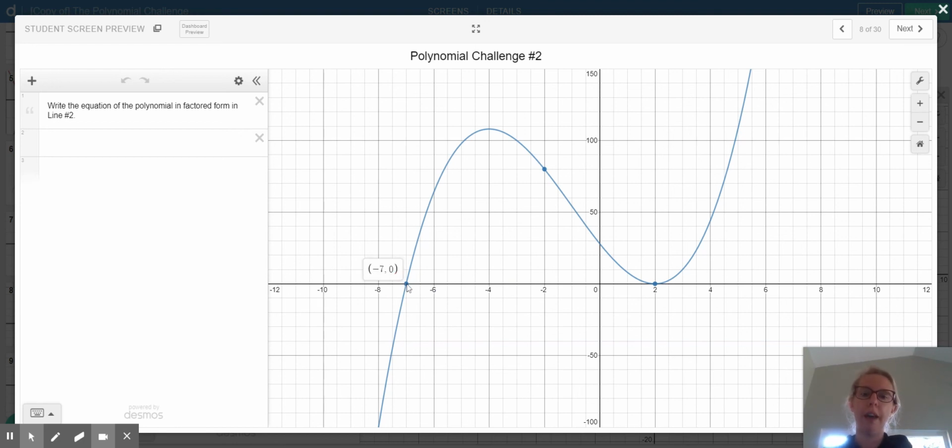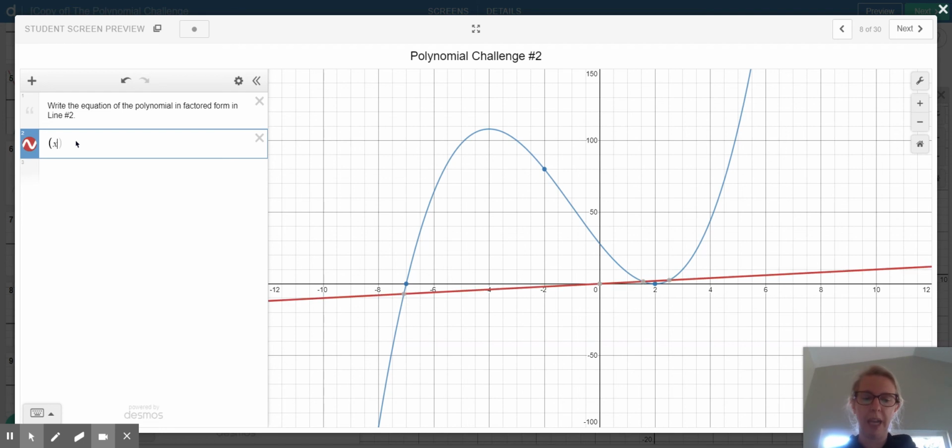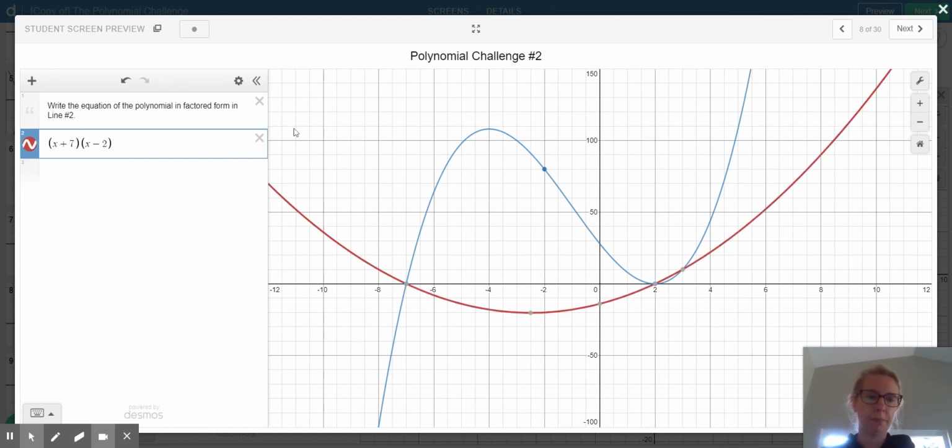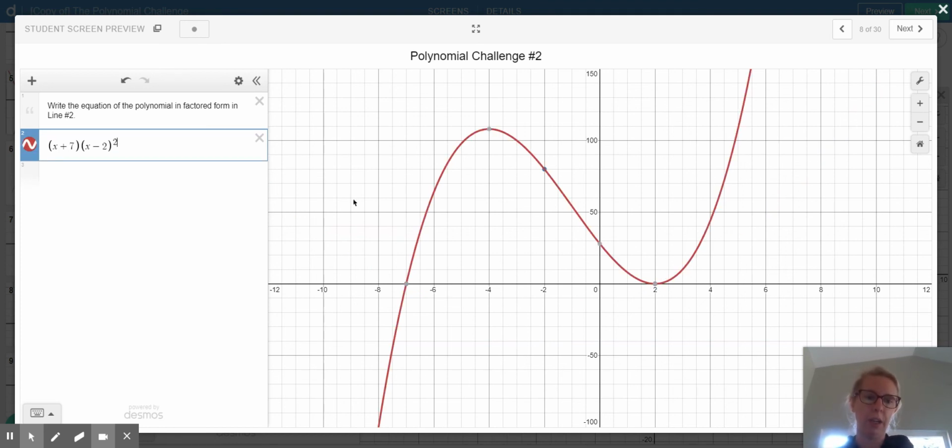So starting on the left, we have a negative 7, 0. So the factor there would be x plus 7. Again, notice I have a linear function now. And then this is a positive 2, so that means we're going to have x minus 2 as my factor there. But notice now I have a quadratic, and I don't have any other roots, so I need to remind myself that I need to square this one because it's a double root. It's a bounce point, we call it.